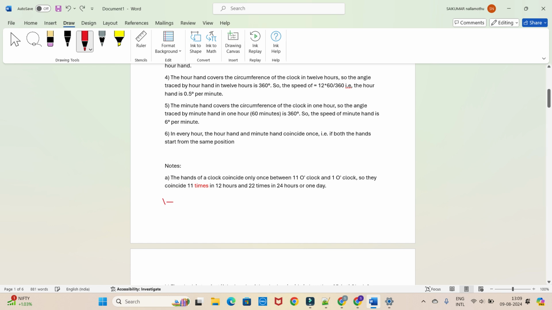Remember this point, guys. This could be crucial, because generally we imagine that in 12 hours the hands are going to coincide 12 times. No, it's going to coincide 11 times, and in 24 hours it's going to coincide 22 times.